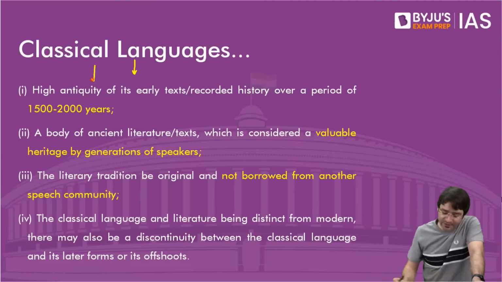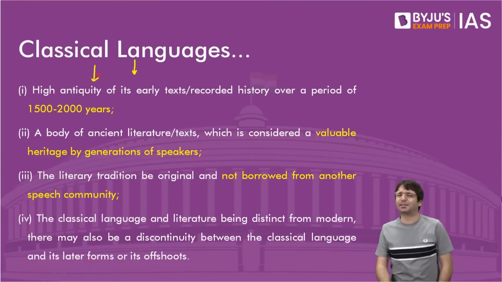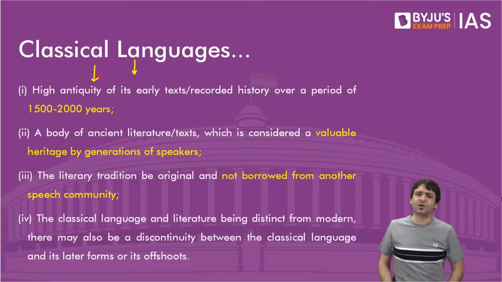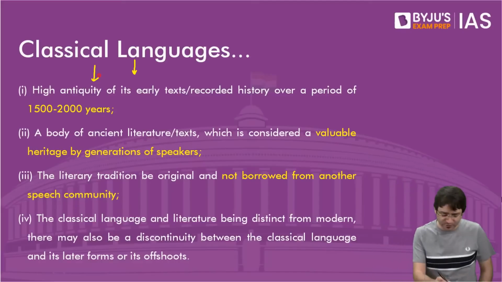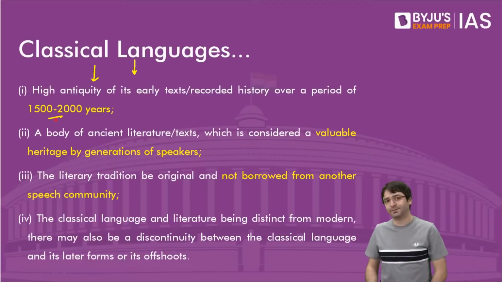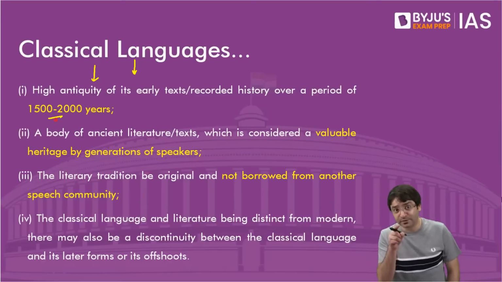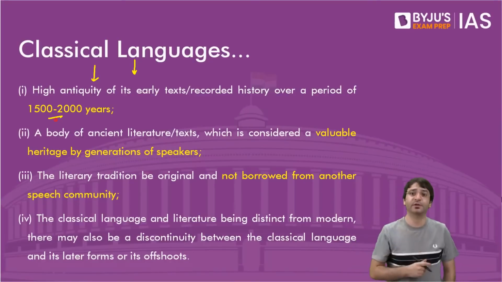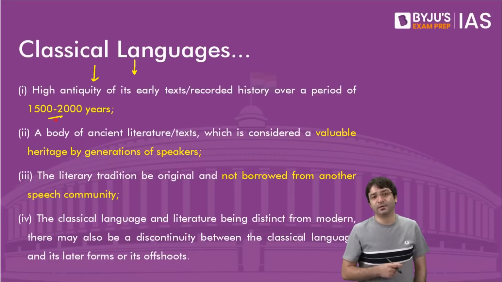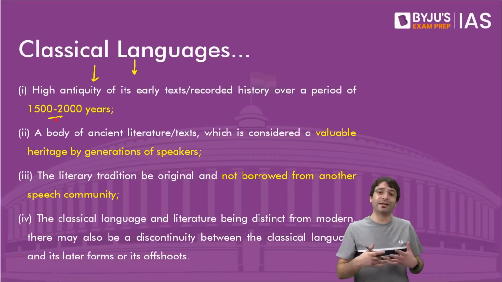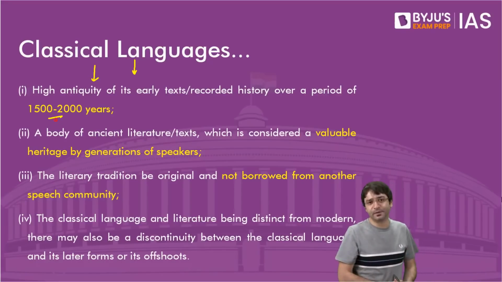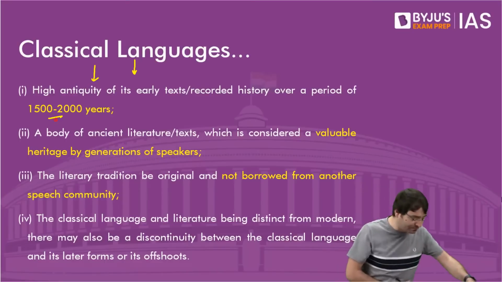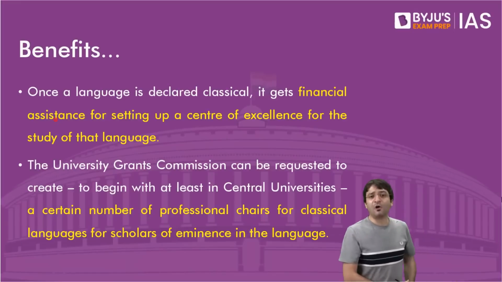High antiquity, that means it's a language where the texts of this language date back 1500 to 2,000 years. And it should be original, not derived from other languages. It should be an original language. Such languages are what we call classical languages, recognized by the center. But then, what is the benefit of a classical language?